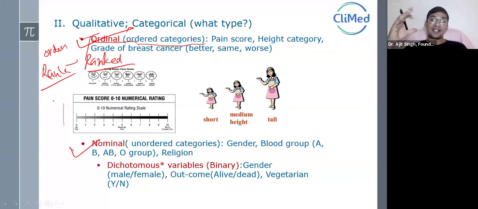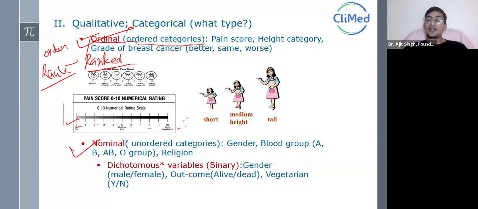There is a hierarchy. So there is the higher and there is the lower. Categories are in order or in rank, like ascending order or descending order. These have the order. That's why the name is ordinal. Like pain score: if you look at the pain score from 0 to 10, it is increasing: 1, 2, 3, 4, 5, 6, 7, 8, 9, 10.